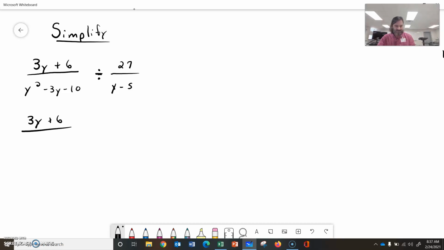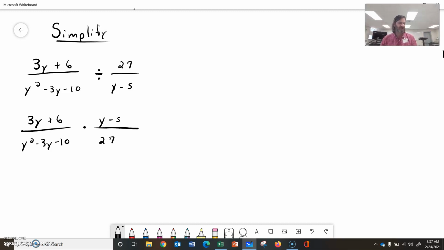So I'm just going to take my first fraction and rewrite it: 3y plus 6 over y squared minus 3y minus 10. Change my division to multiplication and then flip the second fraction so that it will now look like y minus 5 over 27. So I've taken care of one little step in the problem. Okay, the next thing to do, instead of trying to multiply all this together, is to see if we can factor and if anything will cancel out.